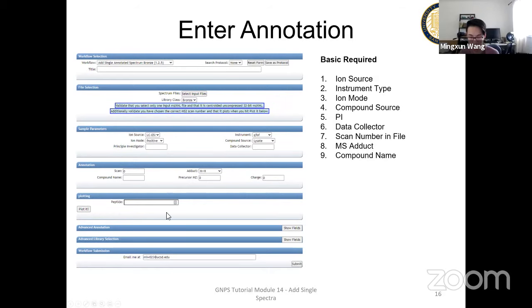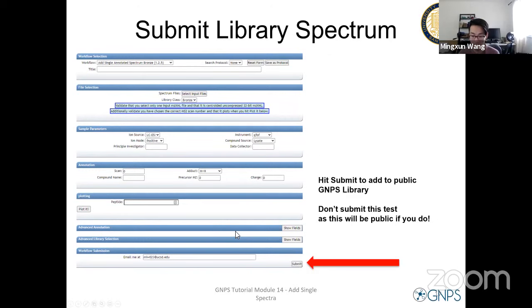You can ignore this plotting section. That's going to be deprecated and going away. And there's also advanced annotation that includes structure, which we highly recommend, but is not required. And so that will go into detail. That's in the documentation. And then generally do not change this library selection area. That's kind of an advanced thing. So, once you're done, just hit submit.